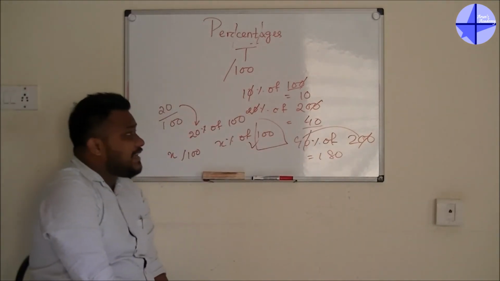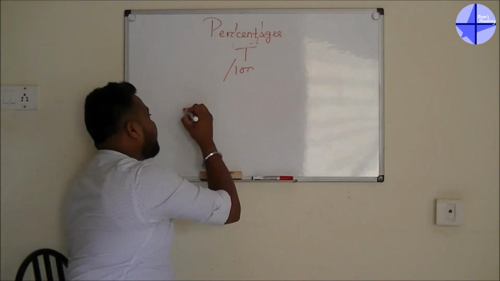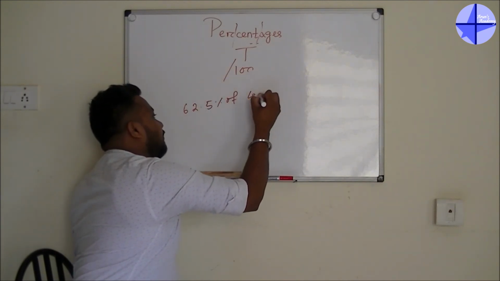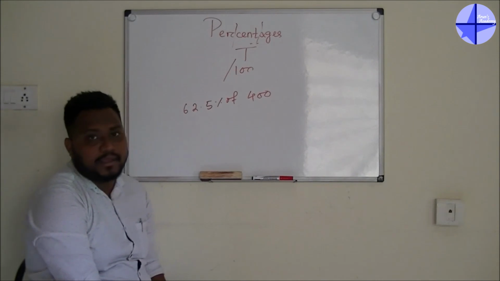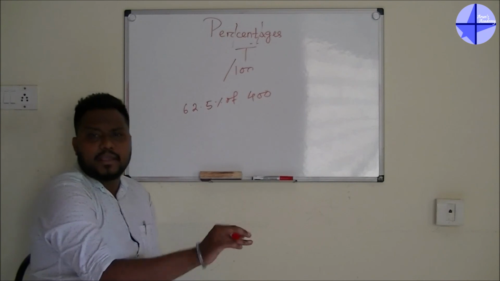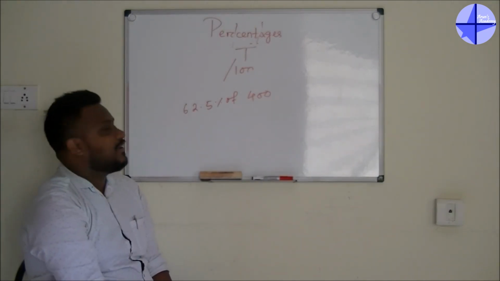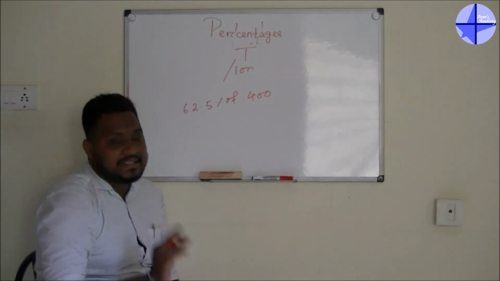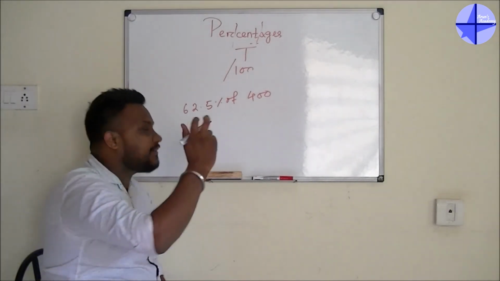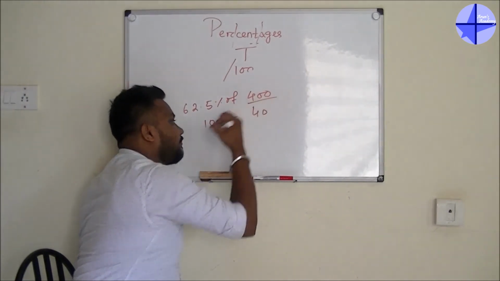But guys, if I give you one difficult number, let's say 62.5% of 400. Guys, it's not difficult. Whatever be the difficult thing, we can make it easy. Whenever there is a problem, there is always a solution. As I told, to find 10% of something is very easy. So let's find 10% of 400. What is 10% of 400? 10% is equal to 40.